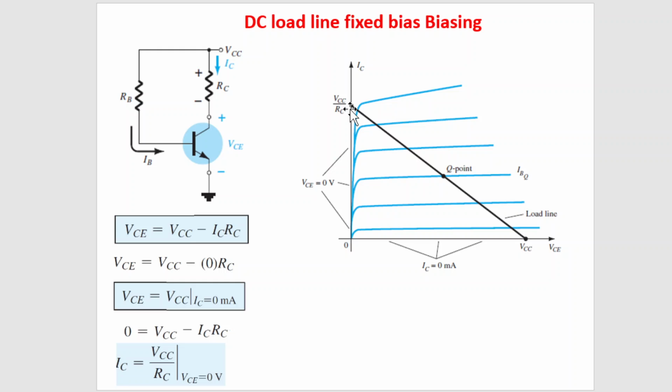So this point, one coordinate is VCC, 0. Another coordinate is 0, VCC upon RC. And if you draw the straight line, that is known as the DC load line. So this is the DC load line for fixed bias configuration. This is how one can draw it.